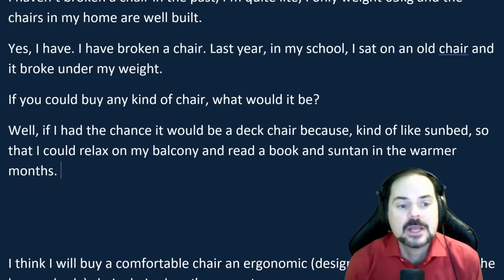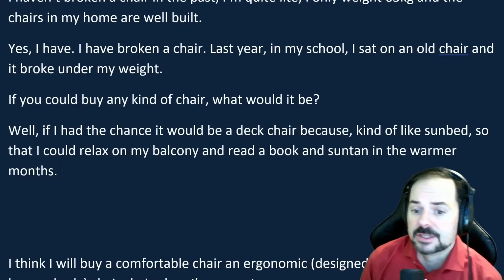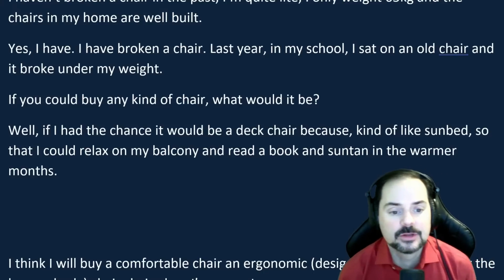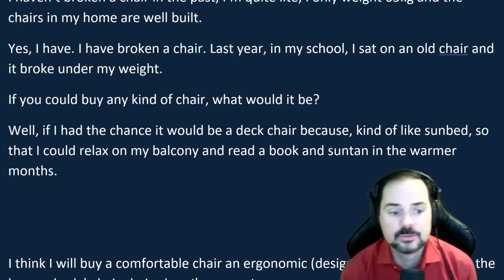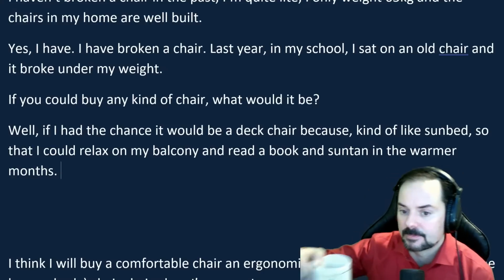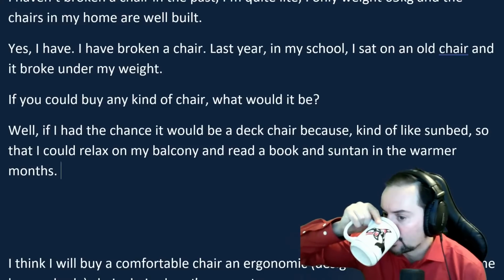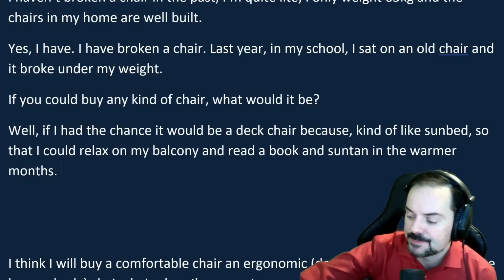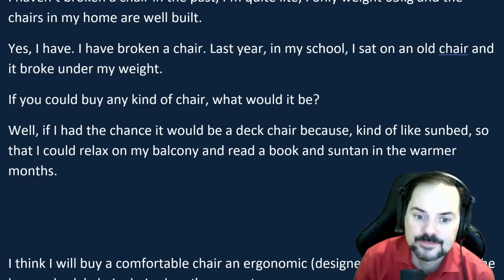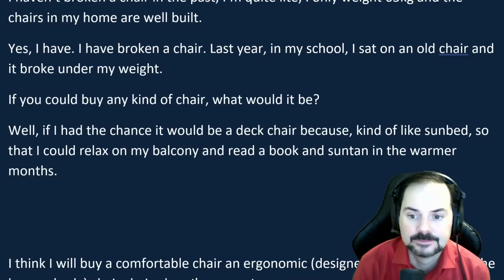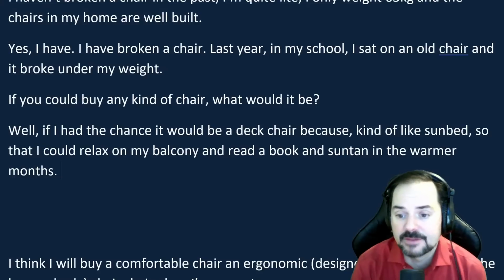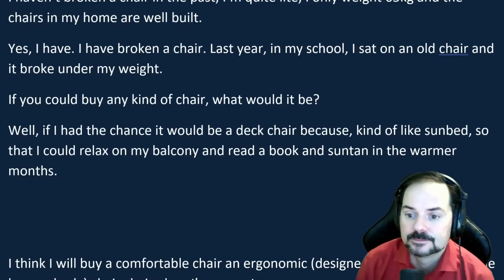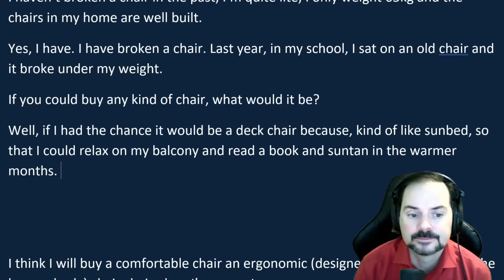Okay, can you try that? Well, if I had the chance, it would be a deck chair, kind of like a sunbed, so that I could relax on my balcony and read a book, put my feet up, and even suntan in the warmer months. Well, if I had a chance, it would be a deck chair because it's not only comfortable, but also I could. Wait. Let me start. I could keep going. I could put my feet up and relax on my balcony and read some interesting books.